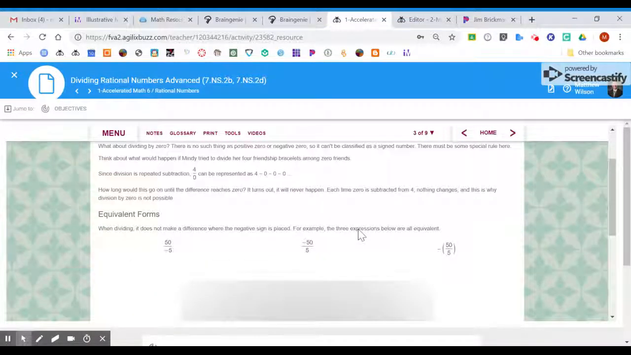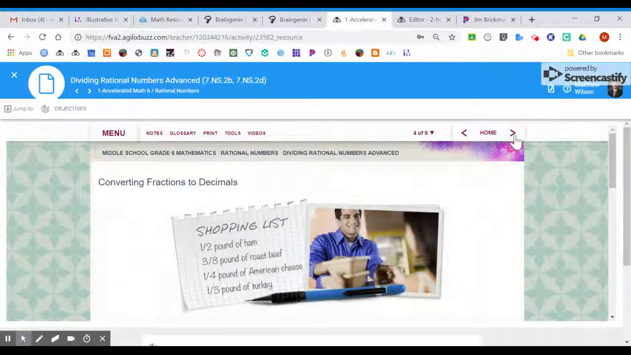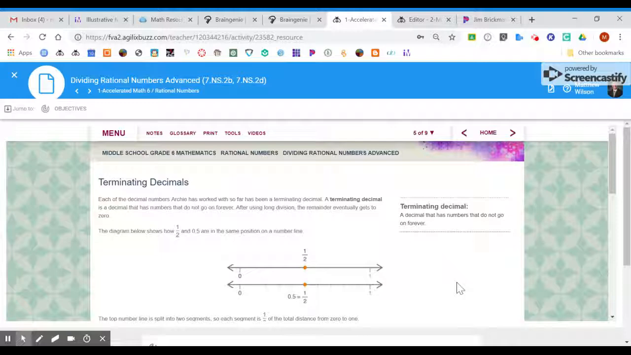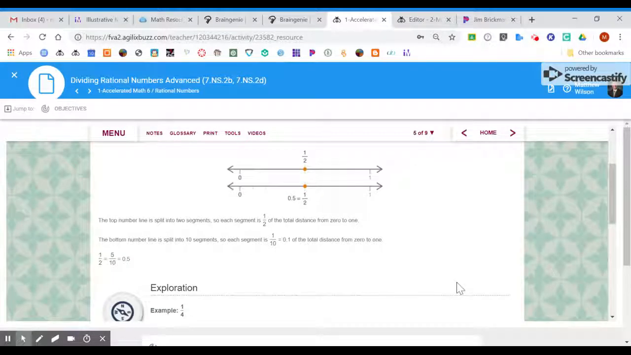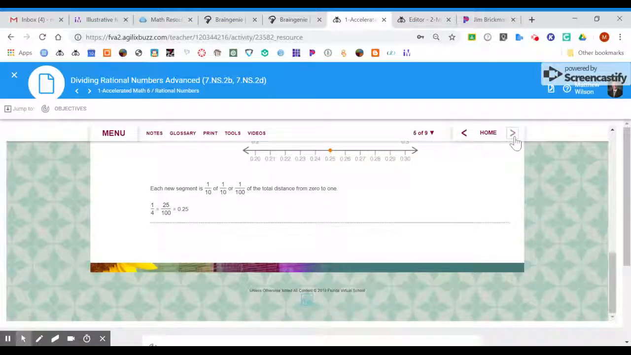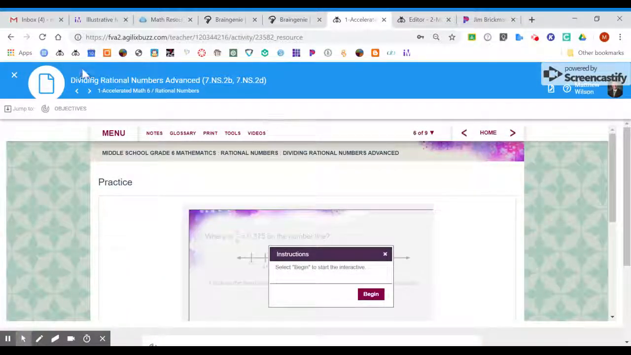As I keep scrolling, you can see here we're dividing by 0. I want you to be able to discuss why that cannot work. And then I want you to think about terminating decimals and repeating decimals and the difference in them. How do you know if something's going to be a terminating decimal or if something's going to be a repeating decimal? So be able to know the difference in those two.